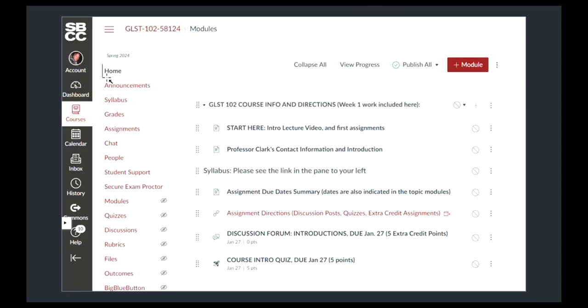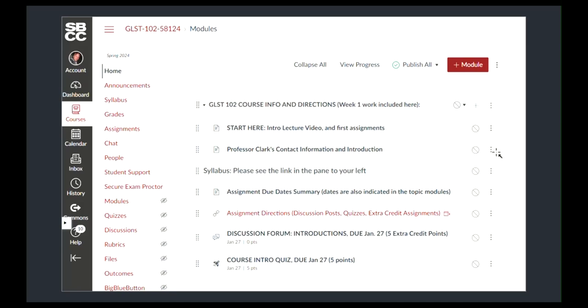Below the home link on the left-hand side of the page, you will find additional links, the links to the syllabus, to course announcements, assignments, grades, people. You should familiarize yourself with these links and direct any questions that you might have to me.